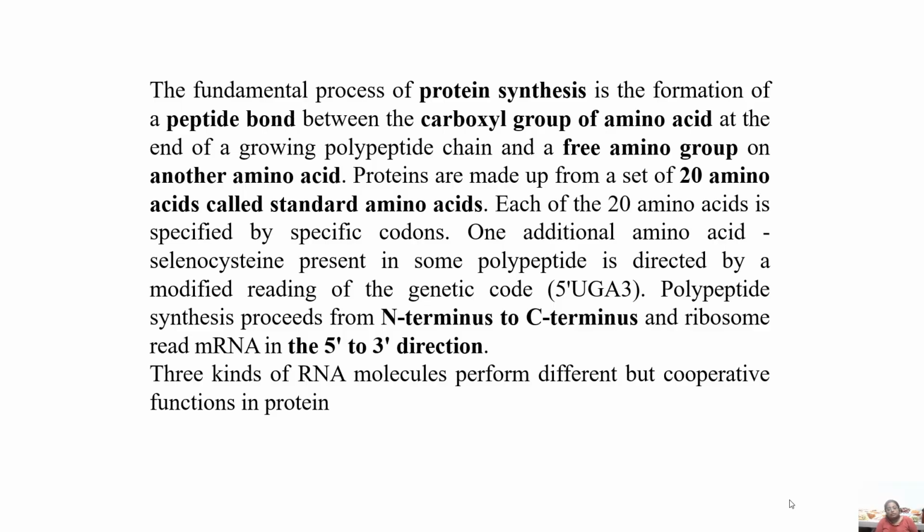Polypeptide synthesis proceeds from N terminus to C terminus, and the ribosome reads mRNA in the 5' to 3' direction. So, three kinds of RNA molecules perform different but cooperative functions in protein synthesis.